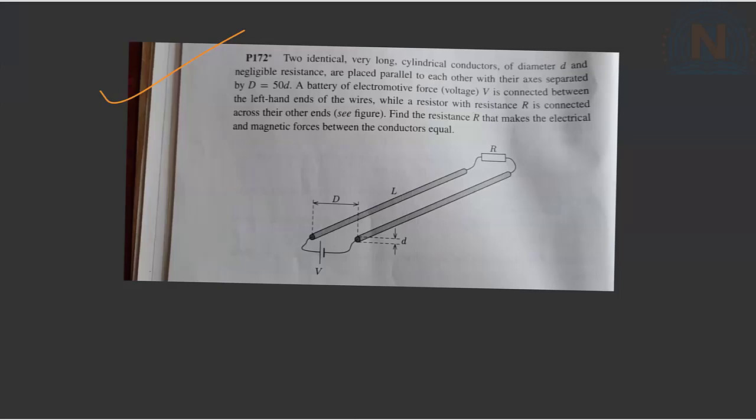Now there is a battery of EMF V which is connected between the left hand ends of the wires as shown, while a resistor with resistance capital R is connected across the other ends. You have to find the resistance capital R that makes the electric and the magnetic forces between the conductors equal. At what value of resistance will electric and magnetic forces be equal, that is what we have to find out.